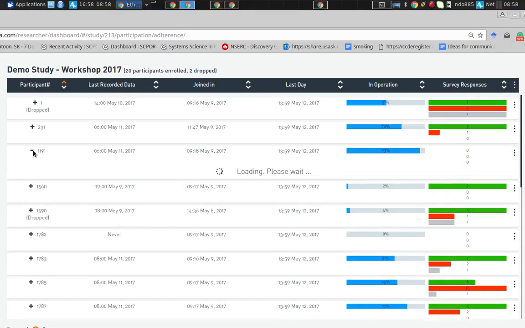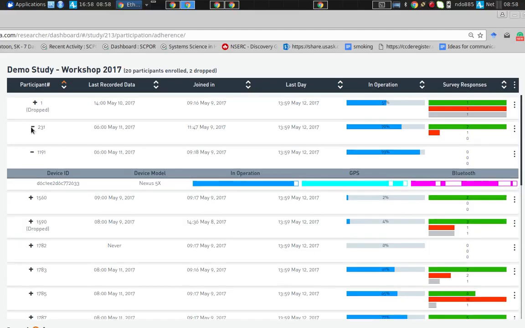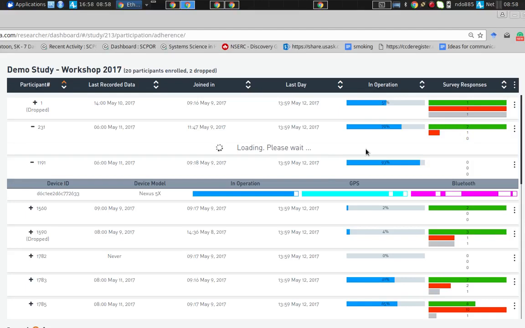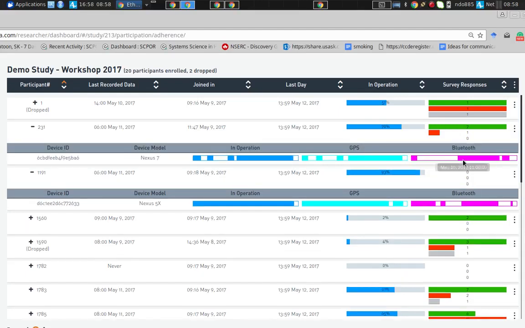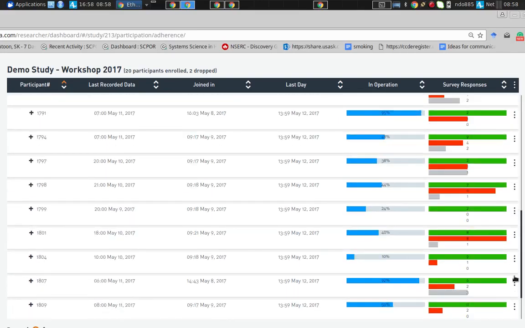What's more significant is if you expand this, you can also see something about the particulars of their data sources. So this individual, for example, had missing GPS data for some periods and Bluetooth data. This one also has periods where it was missing and then re-enabled. And sometimes you see long periods disabled, and you might want to contact that participant.